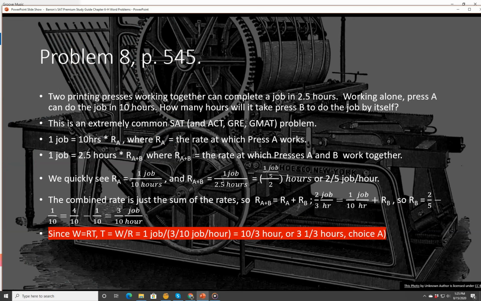Problem 8, page 545. 2 printing presses working together can complete a job in 2.5 hours. Working alone, press A can do the job in 10 hours. How many hours will it take press B to do the job by itself?